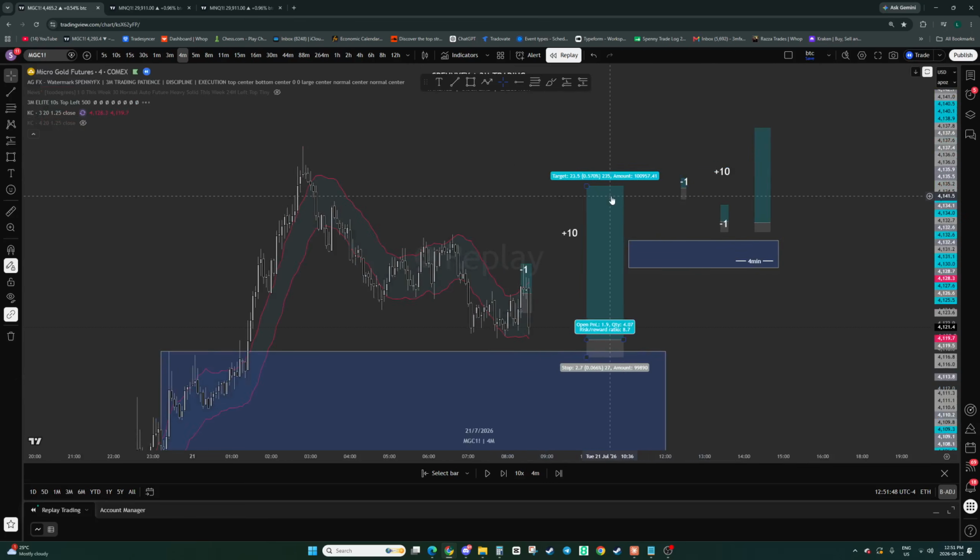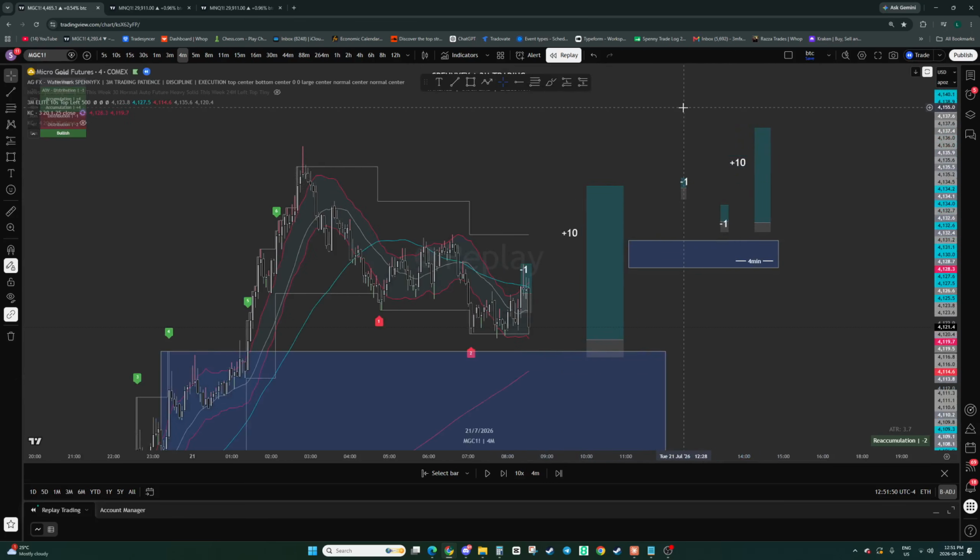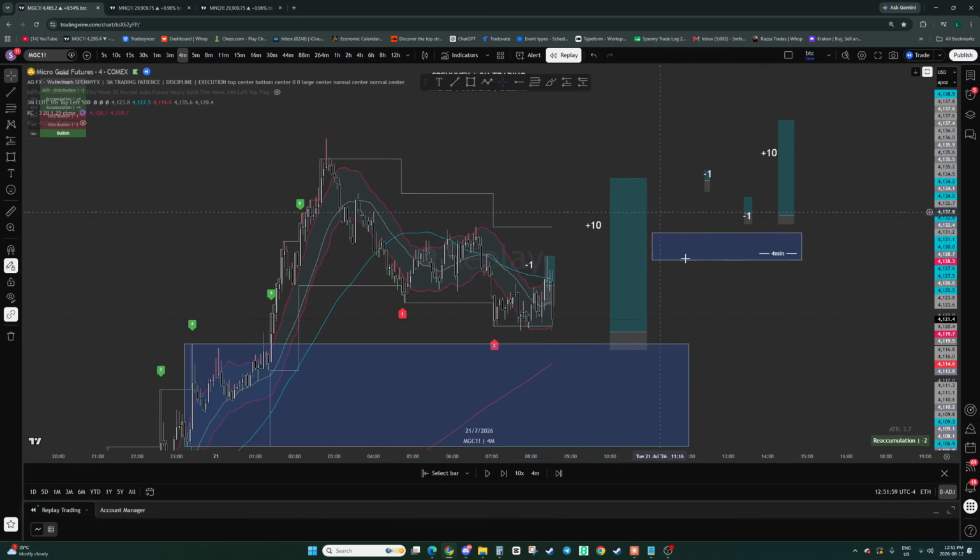There were actually 5 trades, 5 setups that occurred. 3 of them were losses and 2 of them were plus 10s. So this would have been a total of plus 17 RR if this trade was taken. Starting from over here, we had 1 loss.